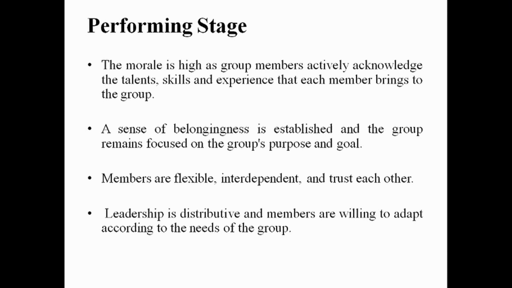At this stage, the morale is high as group members actively acknowledge the talent, skills and experience that each member brings into the group. A sense of belongingness is established and the group remains focused on the group's purpose and goal. Members are flexible, interdependent and trust each other. And here the leadership is distributive and members are willing to adapt according to the needs of the group.